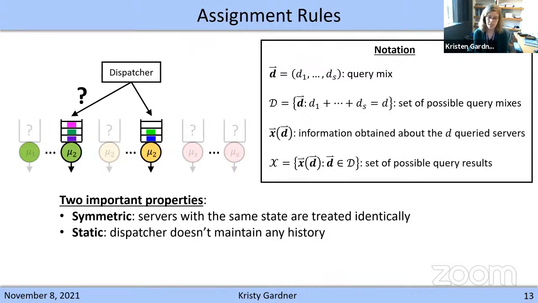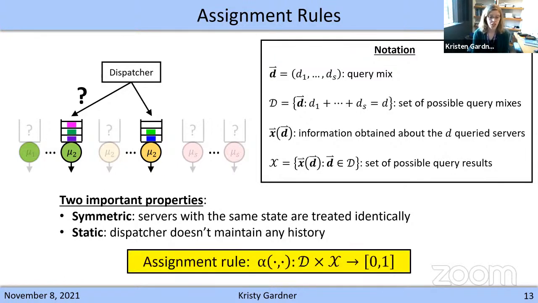And our assignment rules have to be static. We're not allowed to make assignment rules holding on to any history about what happened in past queries or in past assignment decisions. So again, just like our querying rules, our assignment rules are going to be probabilistic, where we'll take the information about what set of servers we queried, we'll take the information that we got from querying those servers, and then we will probabilistically assign the job to some server based on that information.